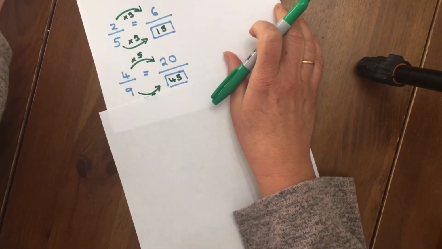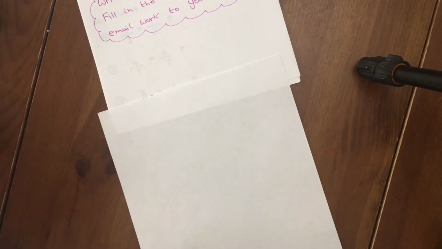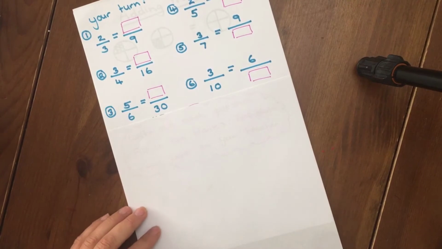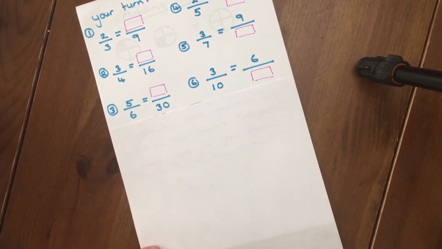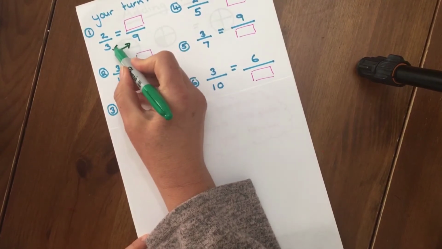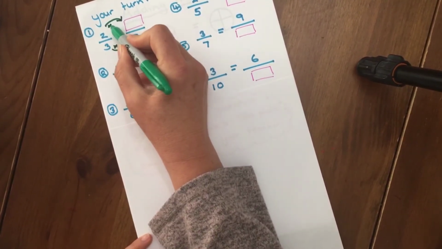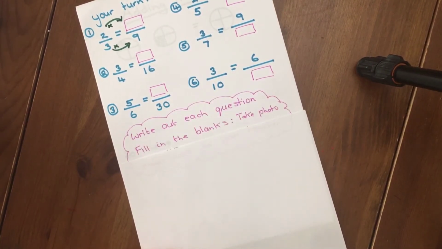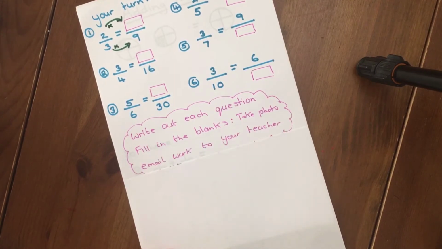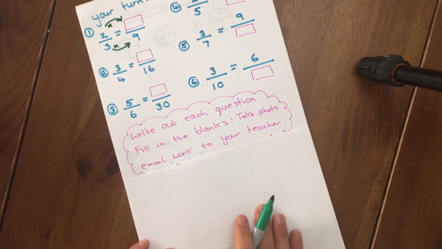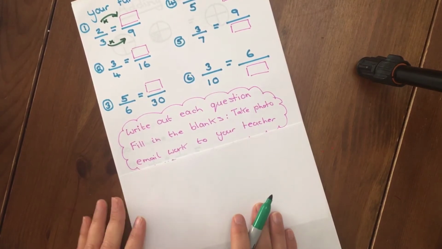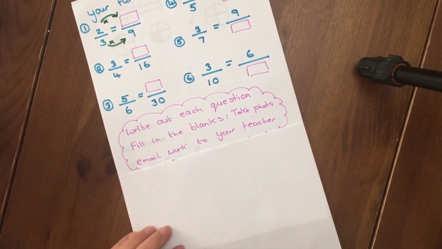Okay, so you're going to have a go now. I'd like you to do these 6 questions, please. Write them all out in full. Write down what you're timesing by. I want you to be absolute experts at finding equivalent fractions. So write out each question, fill in the blanks, take a photo and email it to me if I'm your teacher, or if another teacher is using this video, to your other teacher. I'm not going to go through those now. That's 6 questions as your starter to do.